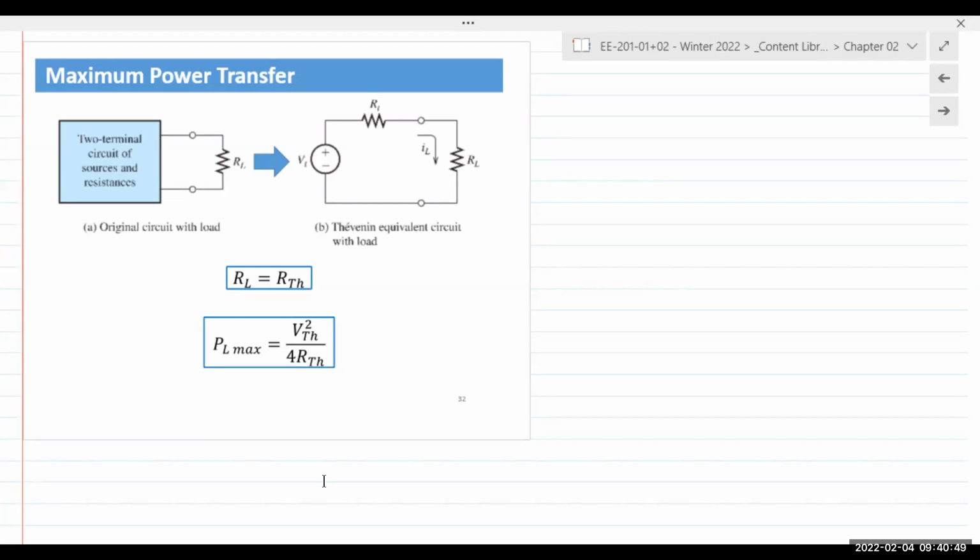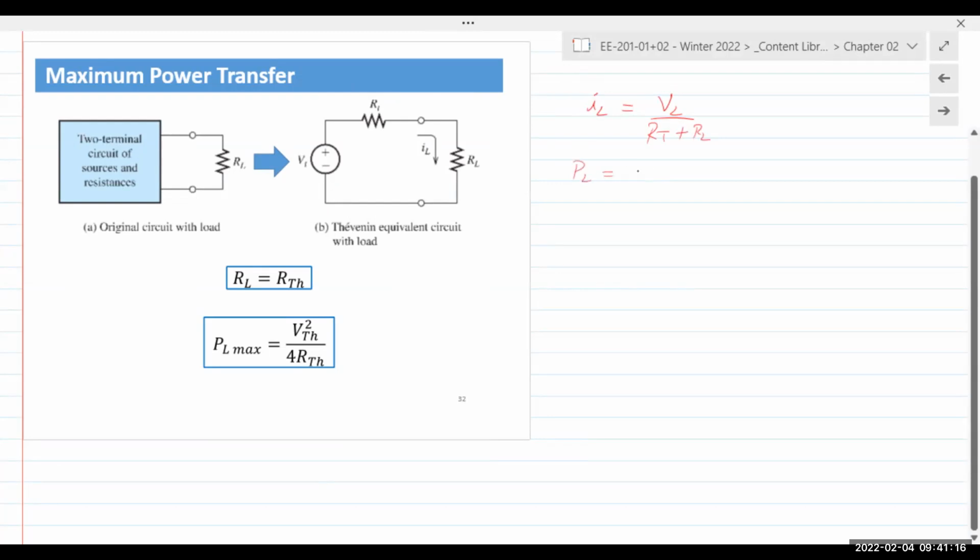There is a derivation in the book. The derivation simply comes from the fact that we have a Thevenin network, and when we connect it to RL, a load resistor, which could be a generic load, we can write IL in terms of Ohm's law: VTH over RTH plus RL.